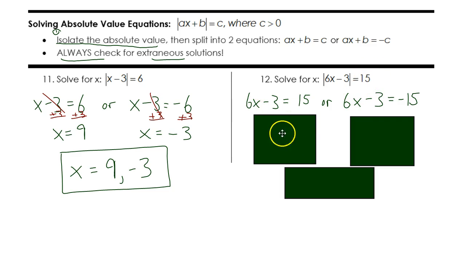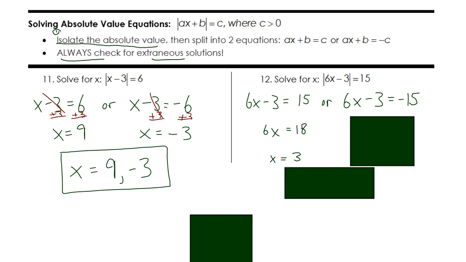I'll solve the equation on the left by adding 3 to both sides. After adding 3 to both sides, I will divide both sides by 6. 18 divided by 6 is 3. 3 is one of the solutions potentially.